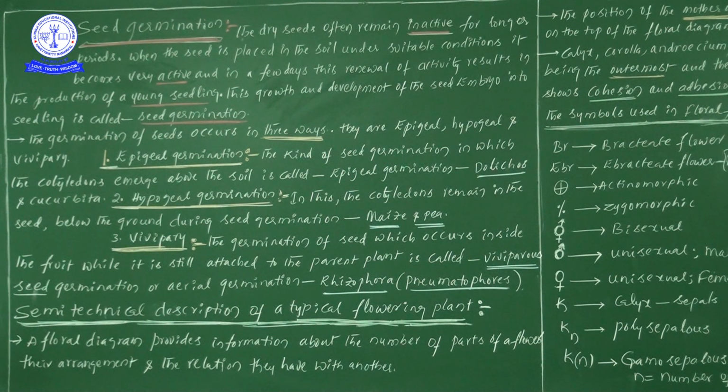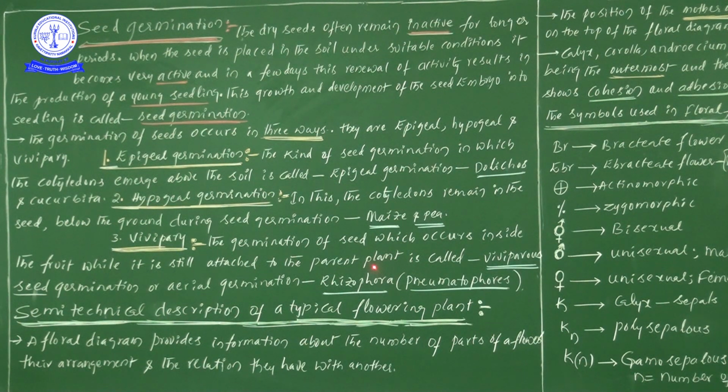Inside the fruit only. Suppose the germination takes place inside the fruit, such kind of seed germination we will consider as vivipary, meaning while it is still attached to the parent plant. Once you see that particular fruit, it is still attached to the parent plant. The fruit is not detached from the parent plant.